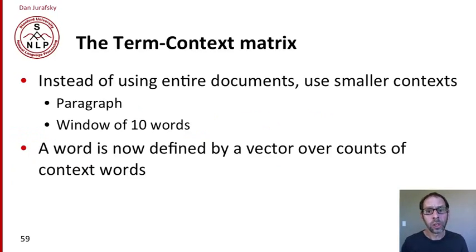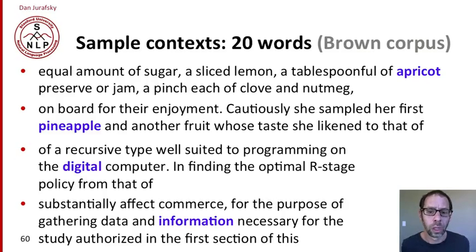So the intuition of word similarity, distributional word similarity, is instead of using entire documents like we used for information retrieval, let's use smaller context. We could use a paragraph, or we could use just a window of 10 words. And now we define a word by a vector over these context counts for whatever this context is. So let's suppose we use context of 10 words to the left and 10 words to the right. Here's a sample example I've grabbed from the Brown corpus.